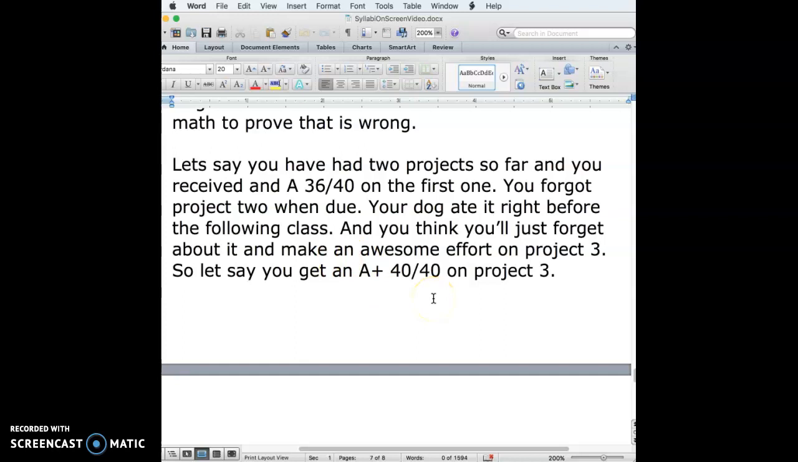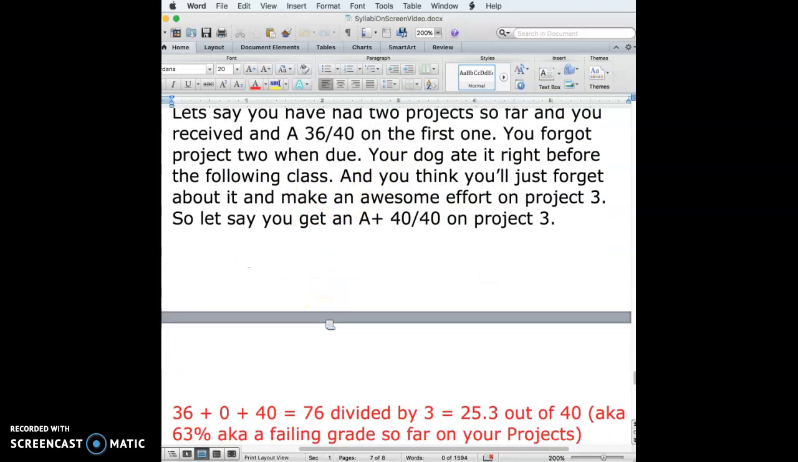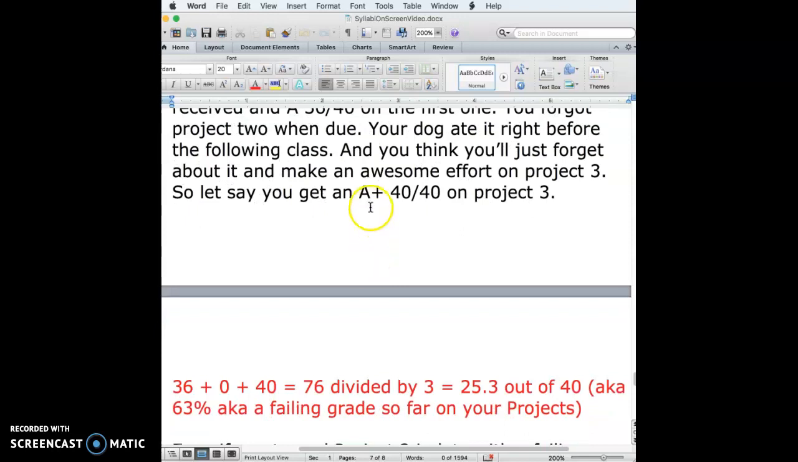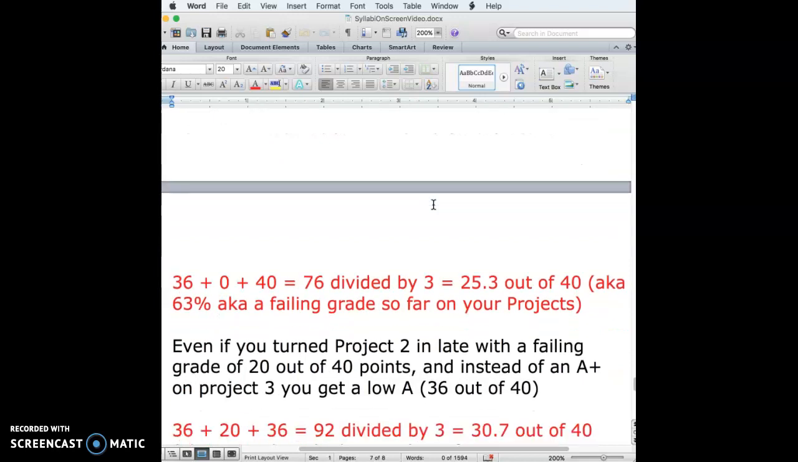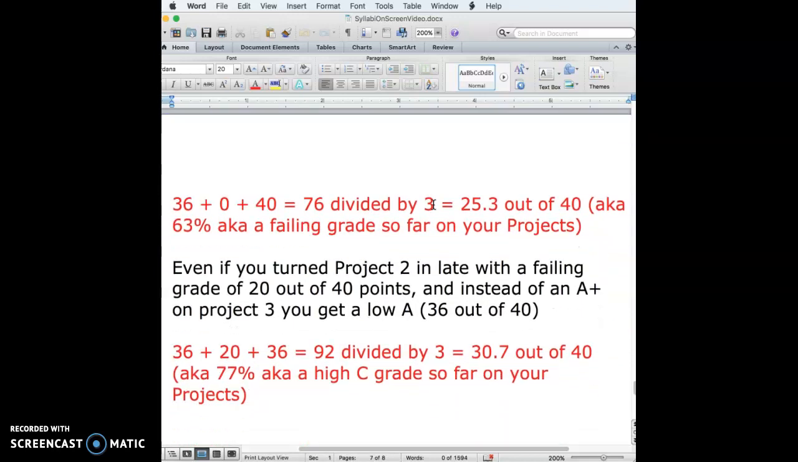So let's say you had 2 projects so far in the class. You received a 36 out of 40 on the first one. You forgot the second one when it was due. Your dog ate it the third time you had an opportunity to turn it in, and you think, just forget it. Steve's going to take points away for being late anyway. I will just save up all my efforts and get a perfect grade on the final one, which is incredibly hard to do, but let's say that you did it.